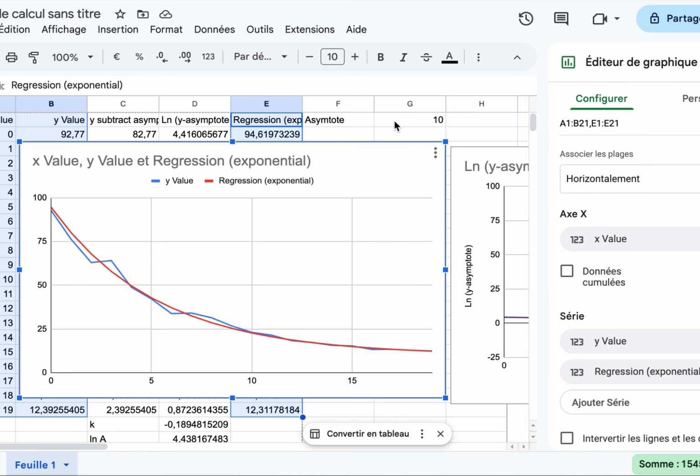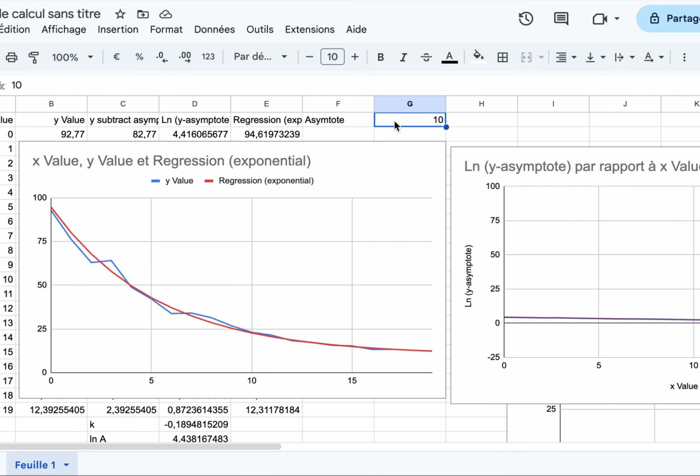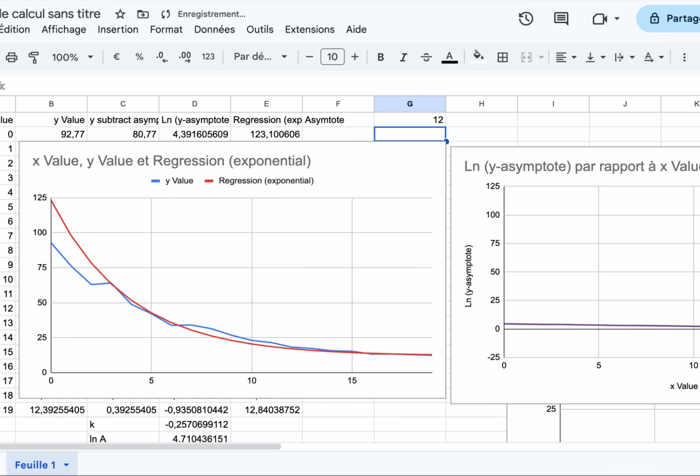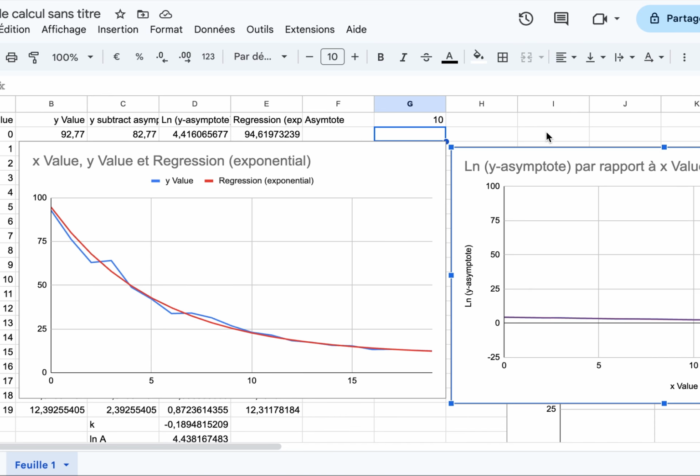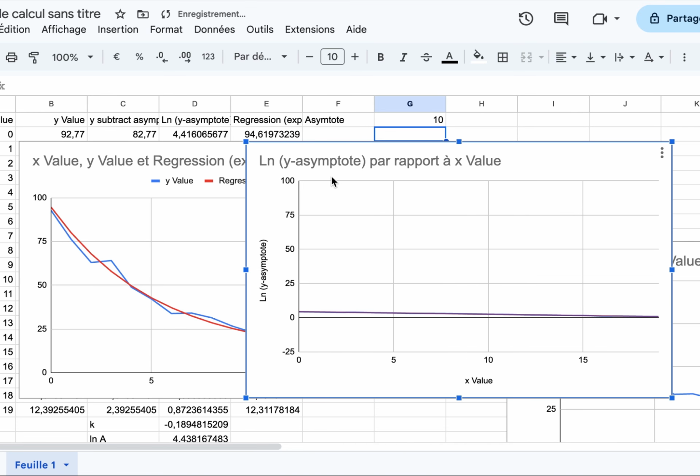The cool bit is that because I typed the asymptote in there, I could work out what happens if I've got an asymptote of 12 or an asymptote of 6. Actually, an asymptote of 10 looked quite good, didn't it? There looks like quite a nice curve. Depending on my asymptote, I'll get different values, but I've effectively got my regression line. I can show on the graphs what I did as we go along. I don't know why that's ended up so big now. I can adjust my axes.